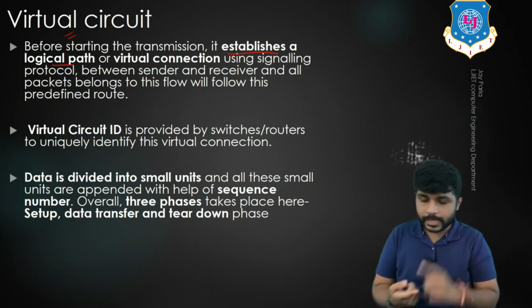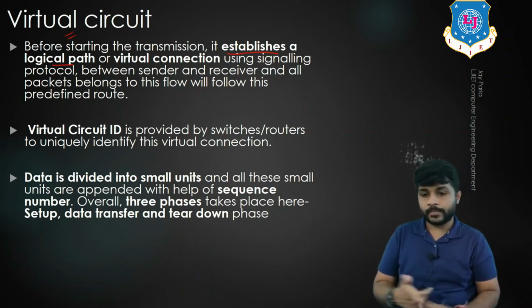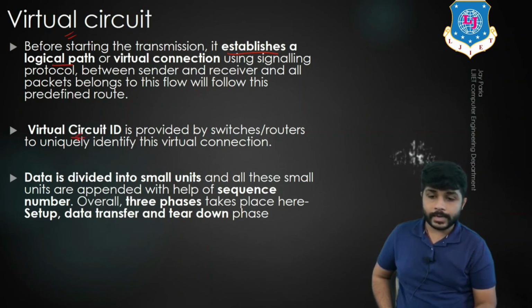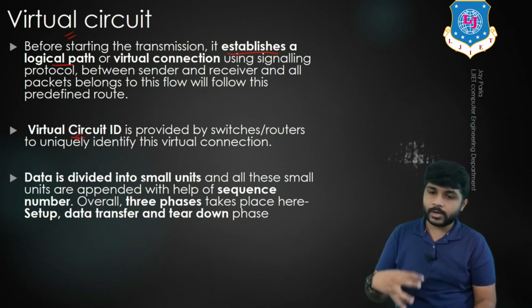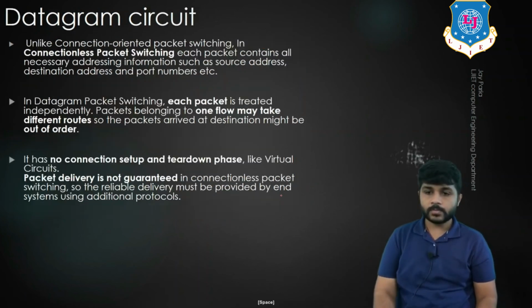So there will be the setup of the link, there will be the data transfer, and there will be the end of the link. And each and every device will have some virtual circuit ID. Because it is a part of packet switching, the data is divided into small units and forwarded to the destination. Again, it will have some sequence number too.